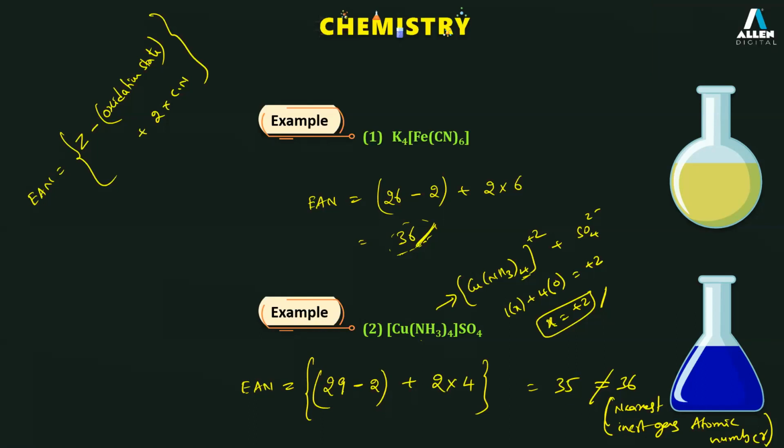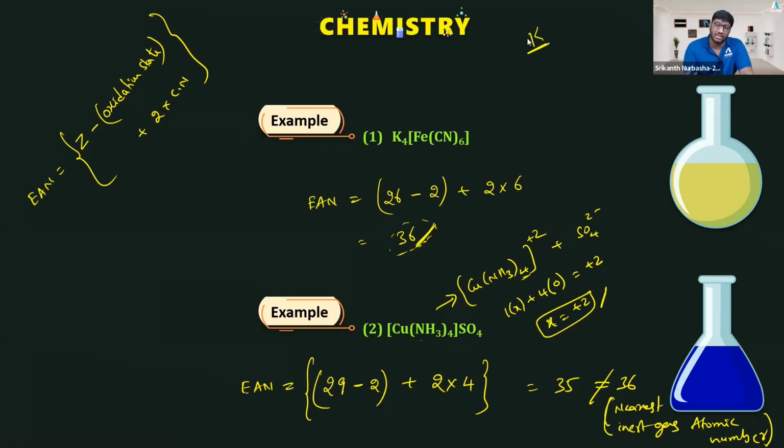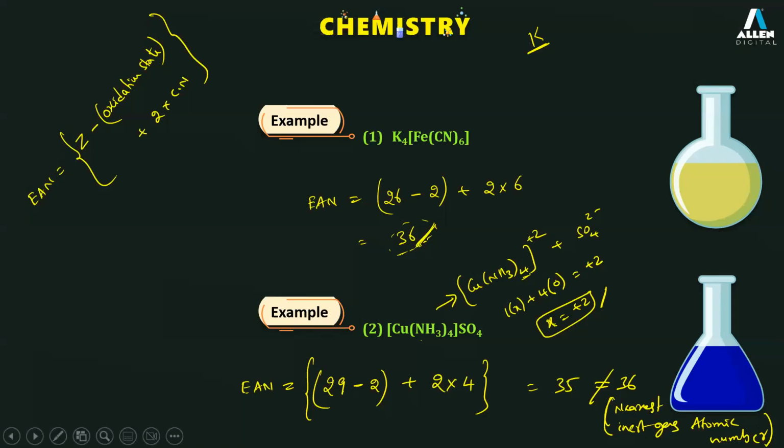There are many rules to explain the stability of complexes. Those rules are chelation, oxidation state of metal ions. Wherever the metal ion oxidation state differs, the metal-ligand bonds will differ. Also, if you have a strong field ligand, then they will form complexes easily. There are different rules, like stability constants also. Out of all those rules, this EAN is one of the rules which explains stability.